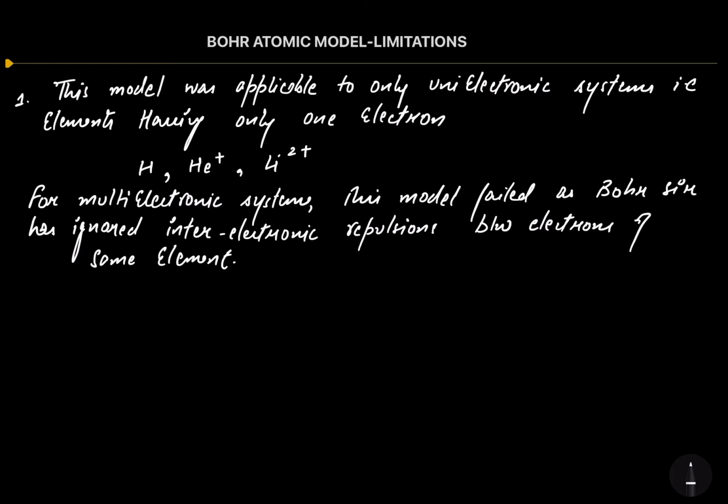So let's talk about the second drawback. As we all know, there is a formation of spectral lines, but when these spectral lines are viewed under high resolution, each spectral line was found to be a combination of fine lines, and the fine lines indicate the presence of sub energy levels or subshells in the main shells, which Bohr sir haven't discussed. So I'm writing the second drawback.